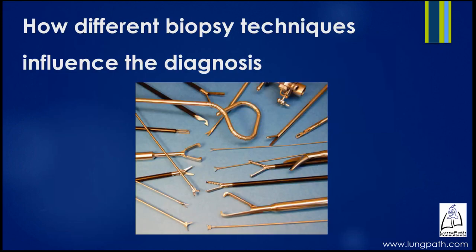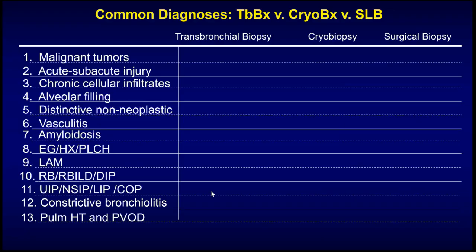Finally, I'd like to talk about how different biopsy techniques influence diagnosis. There are a number of ways of sampling the lung, and it's important for you to know how these affect your ability to make a diagnosis. Here on the left, we have a lot of the diseases that can occur in the lung, from malignant tumors to pulmonary hypertension. And we have three common biopsy techniques: the transbronchial biopsy, the transbronchial cryobiopsy, and the surgical wedge biopsy.